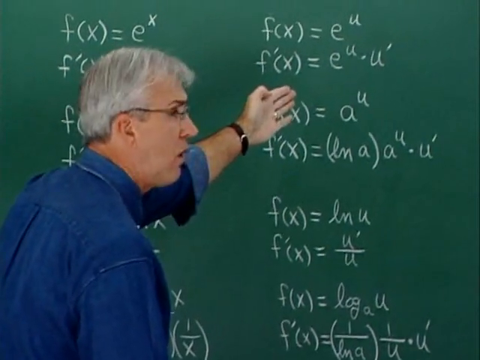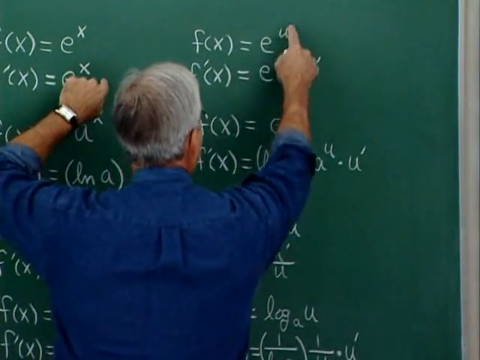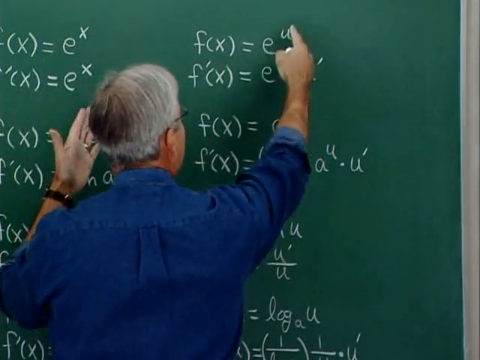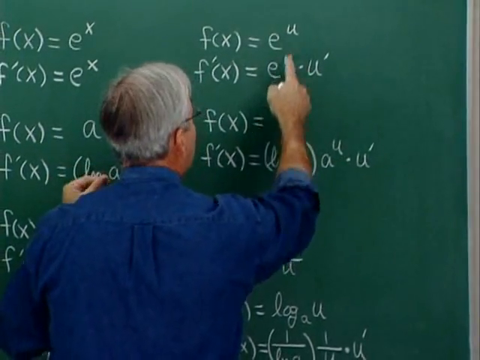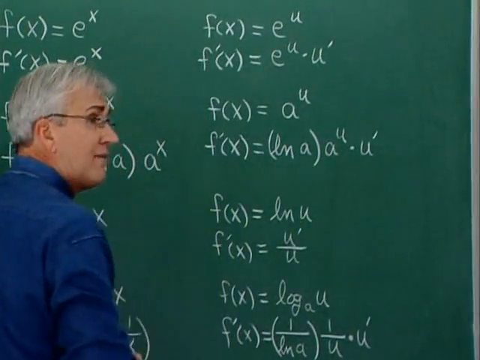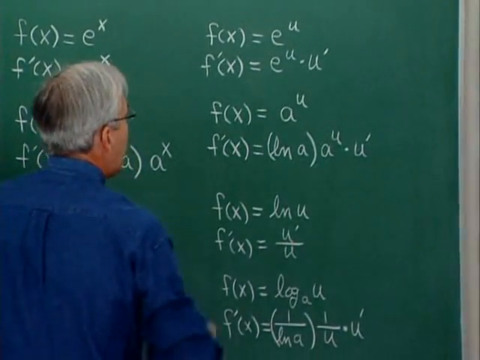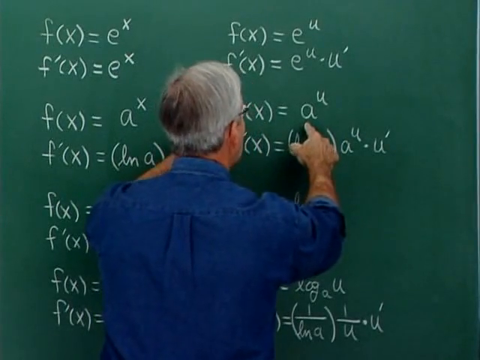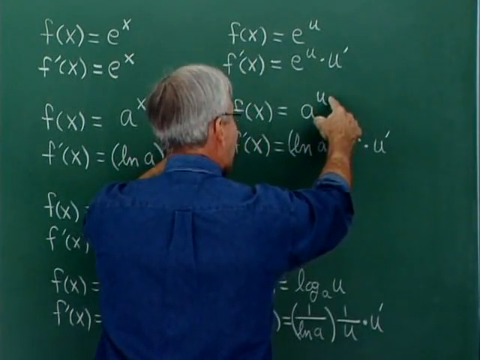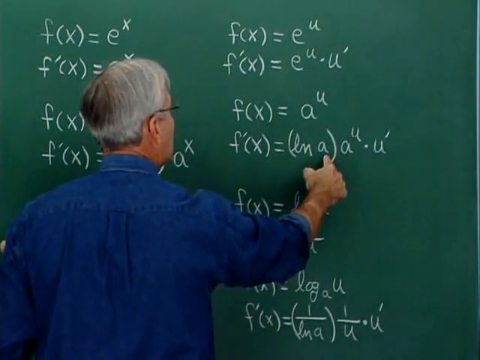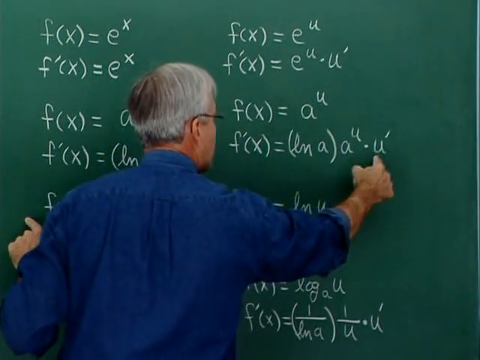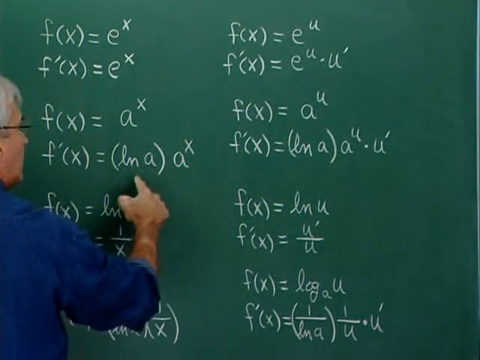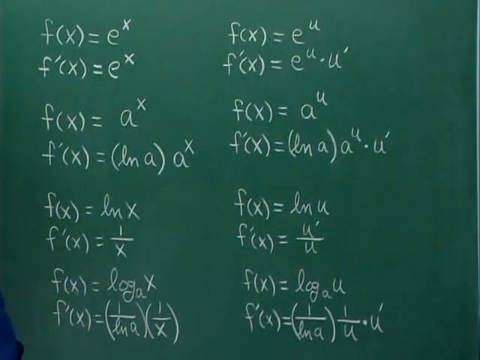For example, now I've written them all over here, that e to the u is e to the u times u prime. All right, it's similar to this over here. The e to the x was e to the x. Now remember, I said replace x with u and then tack on a u prime factor. So it's that same idea. And if we have a to the u, some constant other than e, to an expression in x, then it's ln a times a to the u times u prime. Now notice the similarity between these two. See how similar they are? Replace x with u and tack on a u prime and we have it.